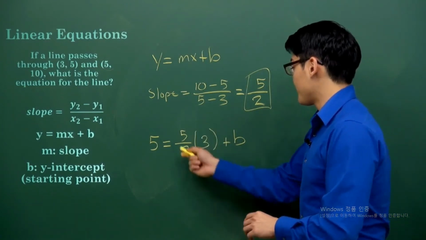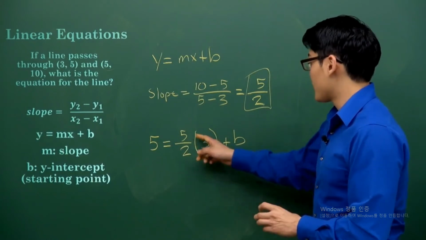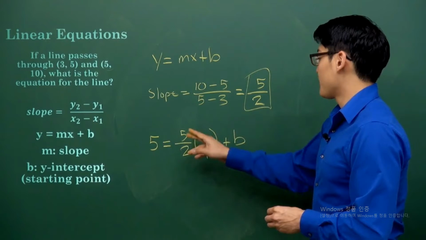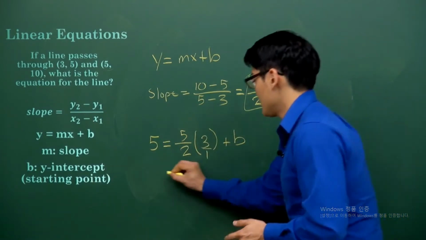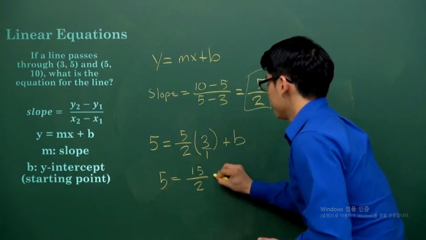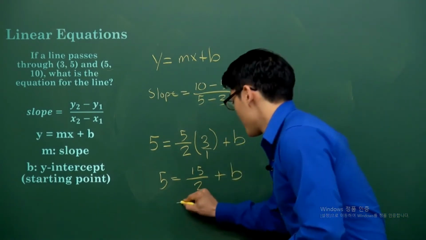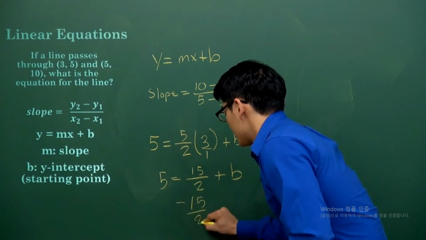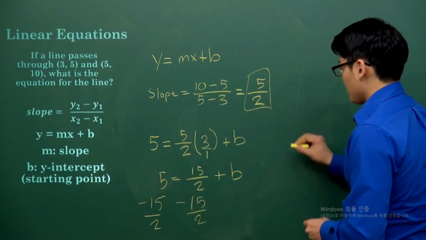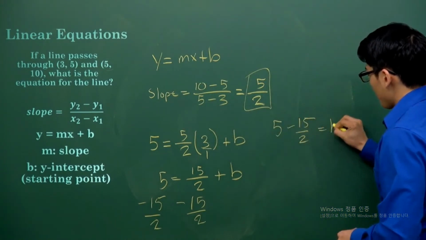So let's simplify this, multiplying a fraction. You can think of 3 as 3 over 1, and you just multiply straight across. So 5 times 3 is 15, over 2 times 1, which is 2. Then we're going to subtract 15 over 2 on both sides to get b by itself, and we get 5 minus 15 over 2 equals b.